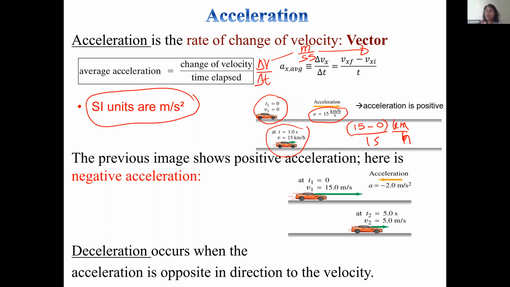But sometimes you may have a negative acceleration. A simple example in here: you start with a velocity of 15 meters per second, but you end up with a velocity of 5 meters per second. That means you decreased the velocity.